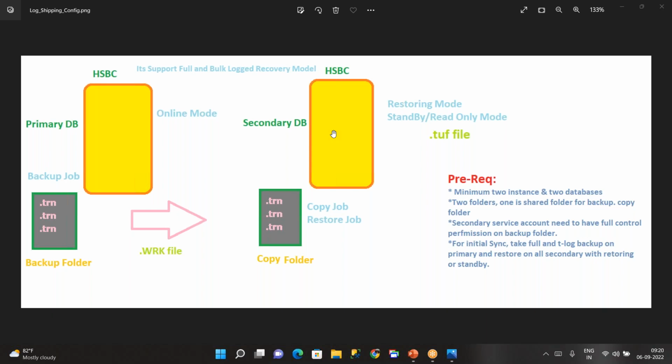Okay, so how is log shipping working, sir? Log shipping is working with the jobs. What are the jobs? Backup job, copy job, restore job. So the backup job, where is it created? In the primary instance. The copy job and restore job are on the secondary instance, sir. The backup job will take the transaction log backups. The copy job will copy it. The restore job will restore it. That's it, sir.